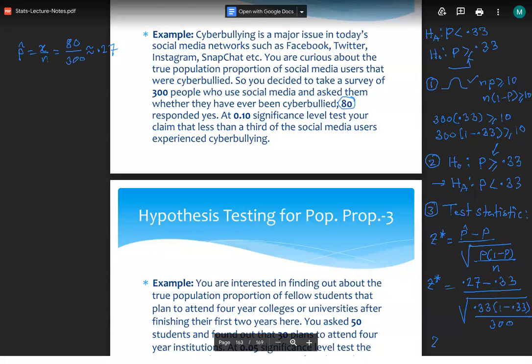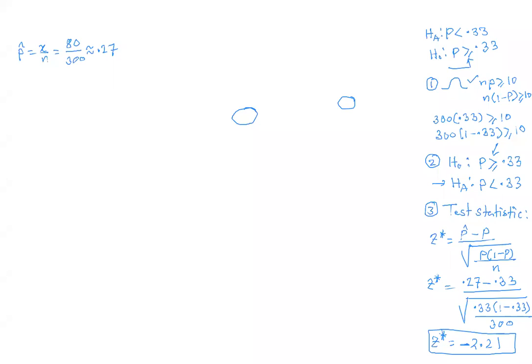So Z star is equal to negative 2.21. So remember this value. This is an important value and you will need it. That's the test statistic value. And the significance level, by the way, is 0.10. So let's go ahead and take the thing back.